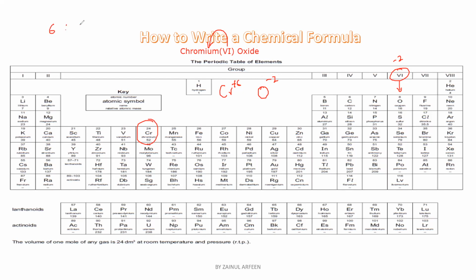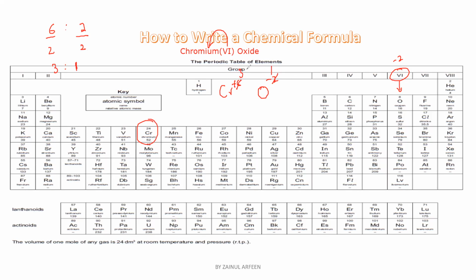What is the ratio of 6 and 2? How to take a simplest ratio? We divide by the smallest number or common factor. So when we divide by the common factor, this will be 3 and this will be 1. So the simplest ratio of 6 and 2 is 3 is to 1. Is it clear now? Yes, sir.